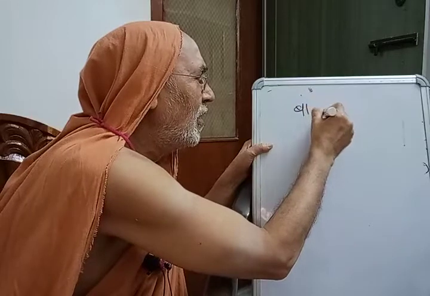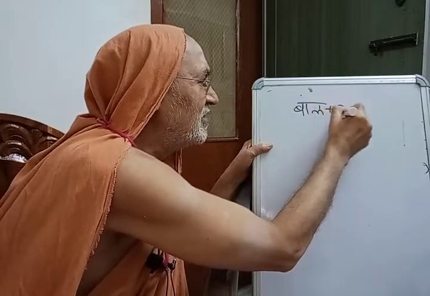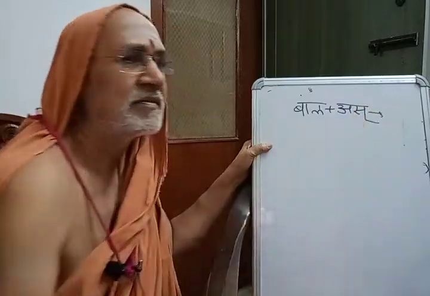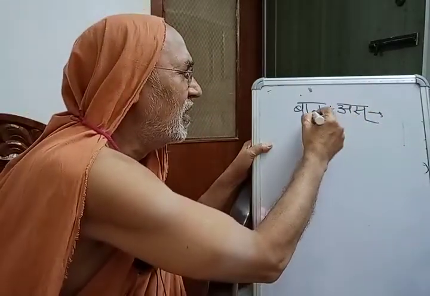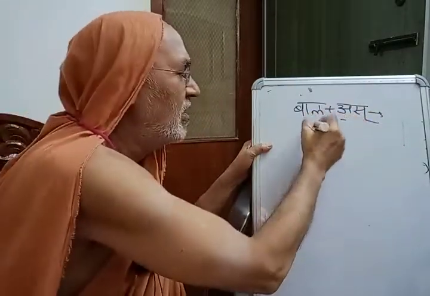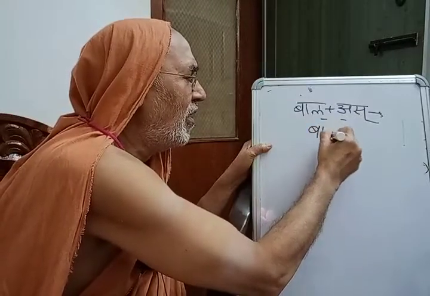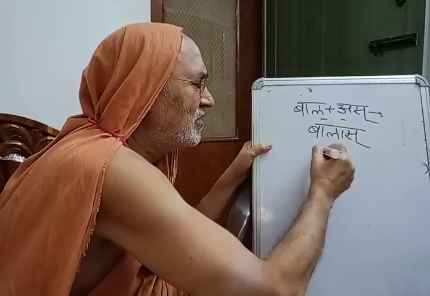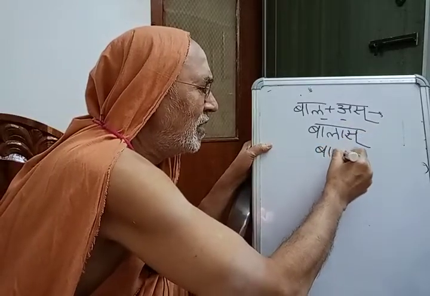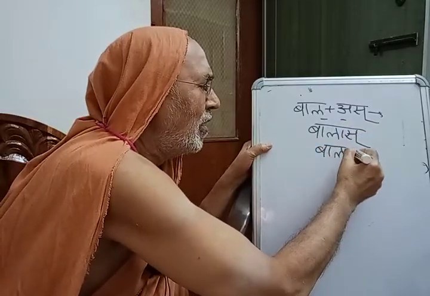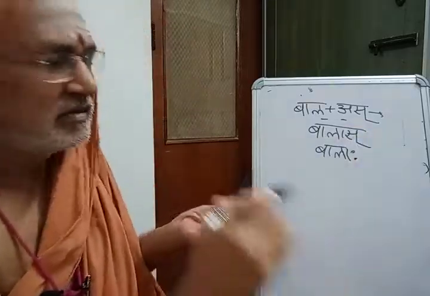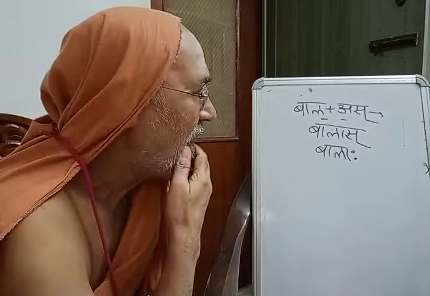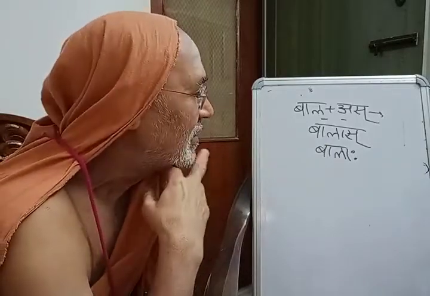Bala plus As. What happens? Savarna Dirgha. A plus followed by A. Balas. Then Sa changes to Visarga. Bala. Bala. This is the. Okay.